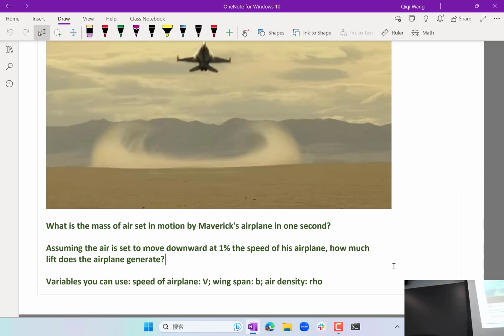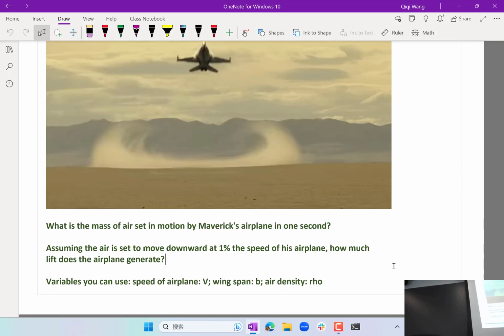So the critical thing is to figure out how much air is set in motion. How much air does the airplane push downward? There's no C_p. So if you look at this blob of air, before the airplane passes, it's just sitting there. After the airplane passes, it's now going down. How much of that air?